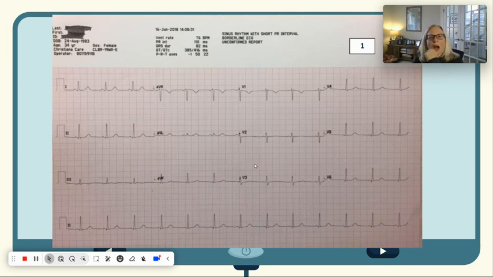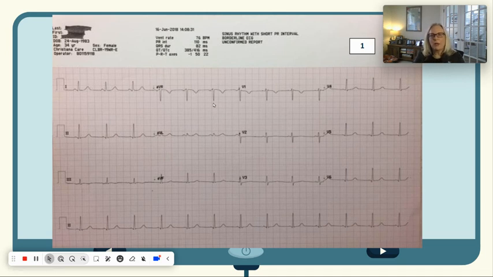All right, so have your wheel close by. I have my wheel that we've created. I'm going to sit it right here next to me, and then we'll go through this together. So I'm looking at 1, 2, 3, AVR, AVL, and AVF. And I'm looking at the size of the QRS.